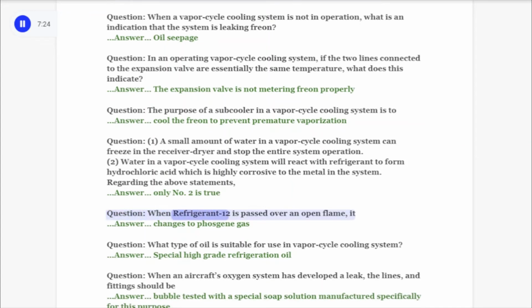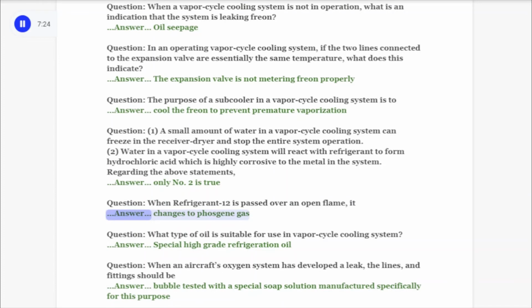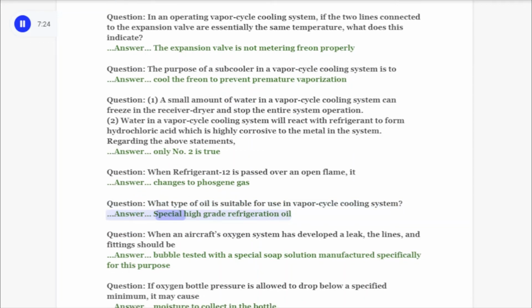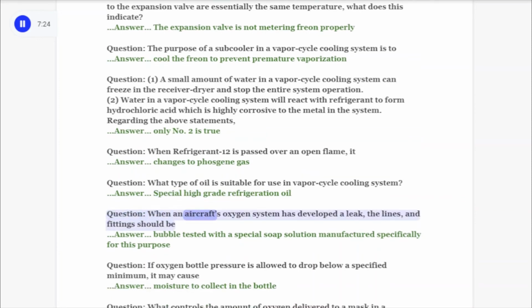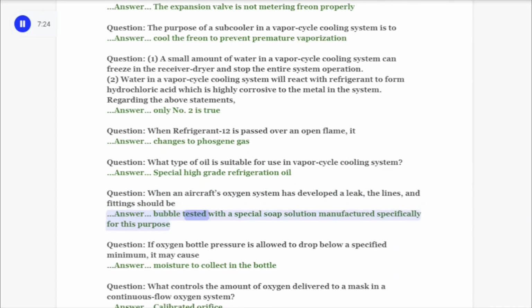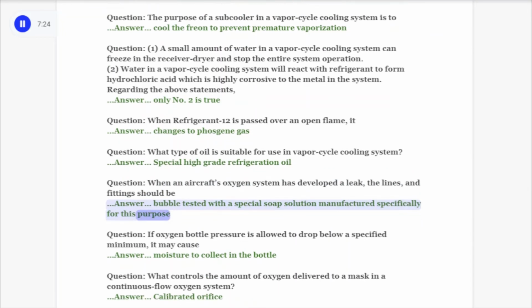Question: when refrigerant 12 is passed over an open flame, it. Answer: changes to phosgene gas. Question: what type of oil is suitable for use in a vapor cycle cooling system? Answer: special high-grade refrigeration oil. Question: when an aircraft's oxygen system has developed a leak, the lines and fittings should be. Answer: bubble tested with a special soap solution manufactured specifically for this purpose.